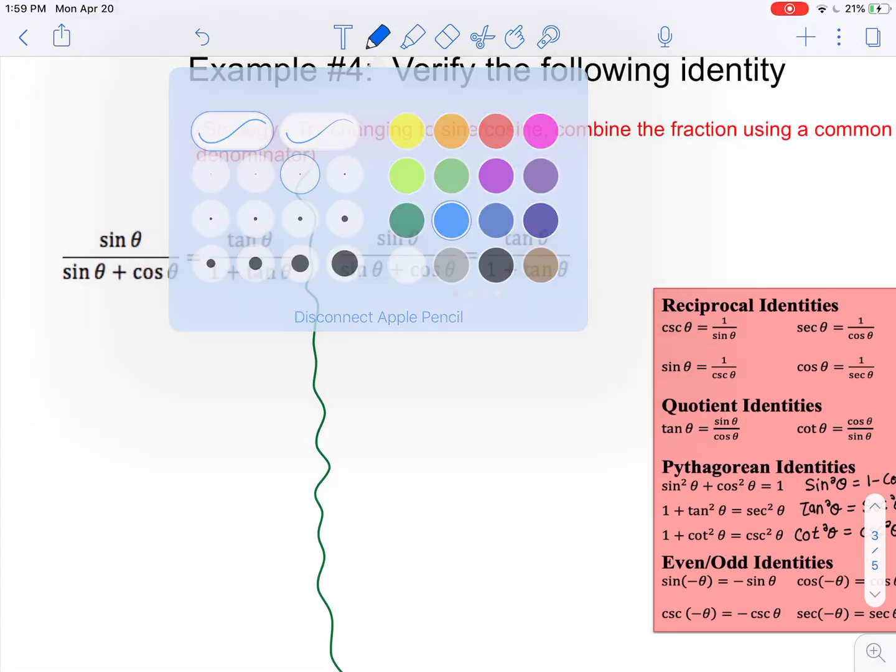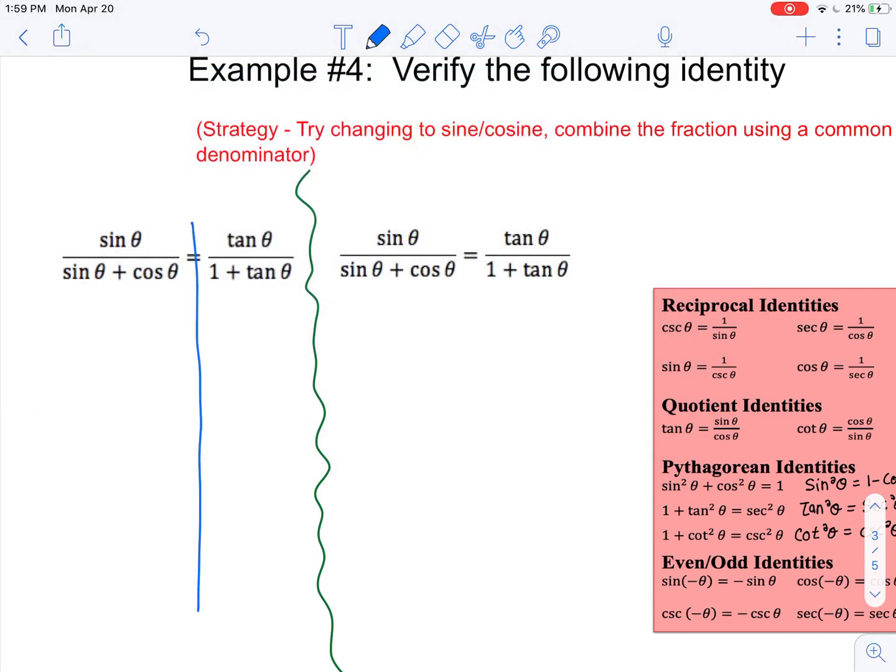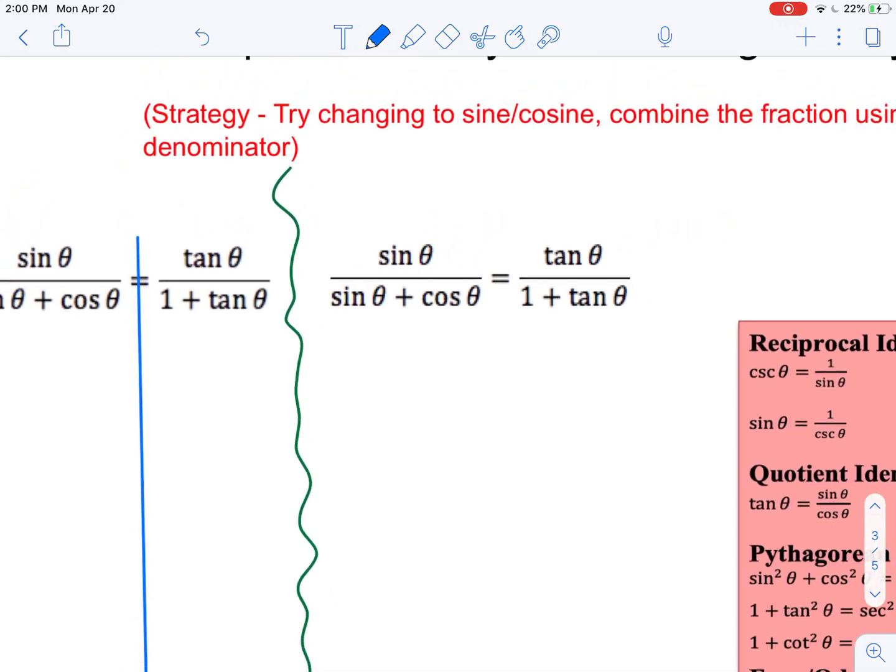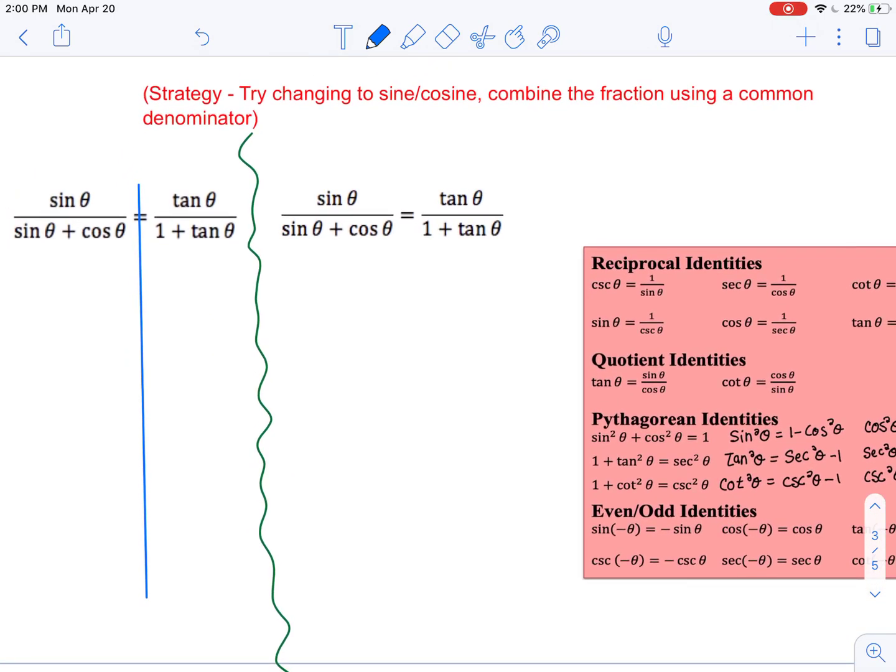This is how I would probably naturally do this problem. I would work on the right side of this problem just because I wouldn't know really where to start on the left side. It's not as straightforward. On the right side, I can always try changing tangent to sine over cosine.